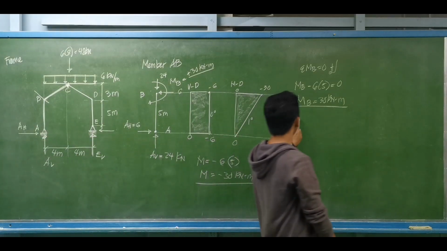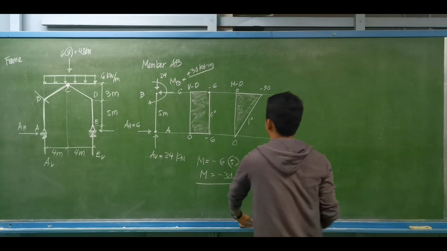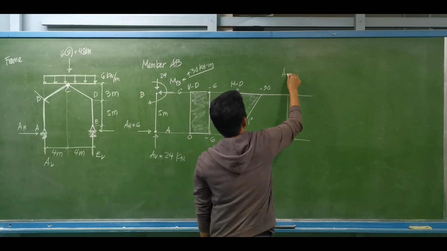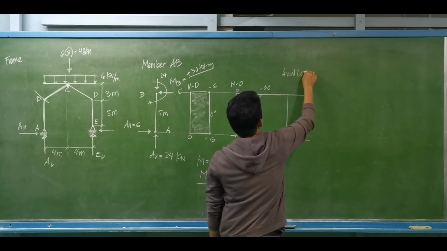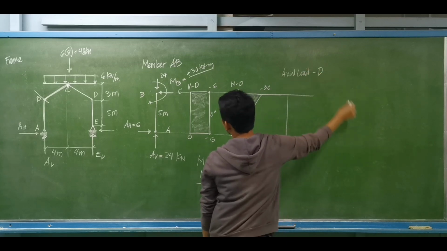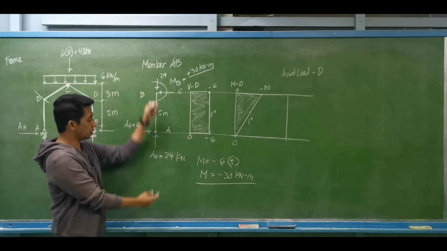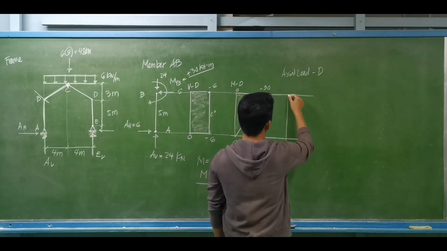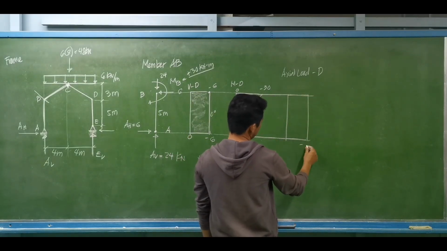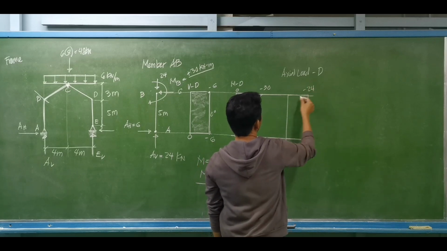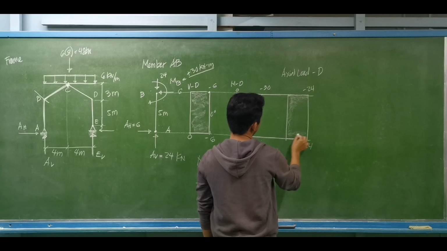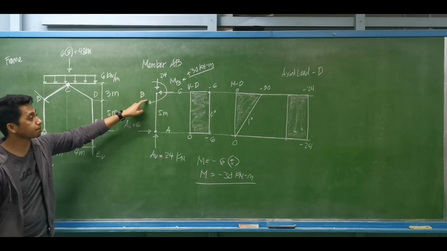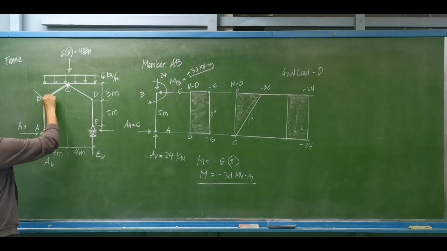And lastly, for the axial load diagram, as you can see, we have an axial load of 24 kilonewtons, that is compression. So we may represent the diagram as a straight line with a negative 24. Okay, the negative sign means it is under compression. So this will be the complete analysis for member AB. Okay, so next, we may proceed to member BC.